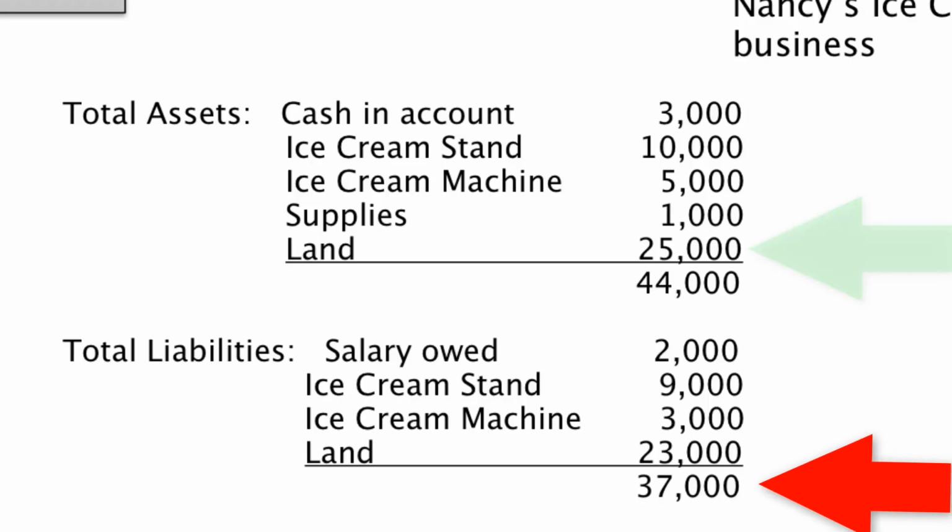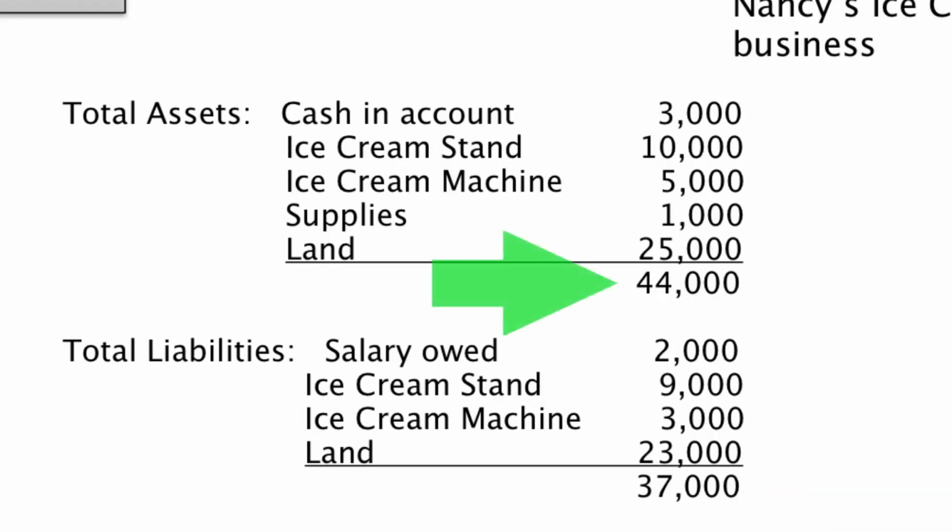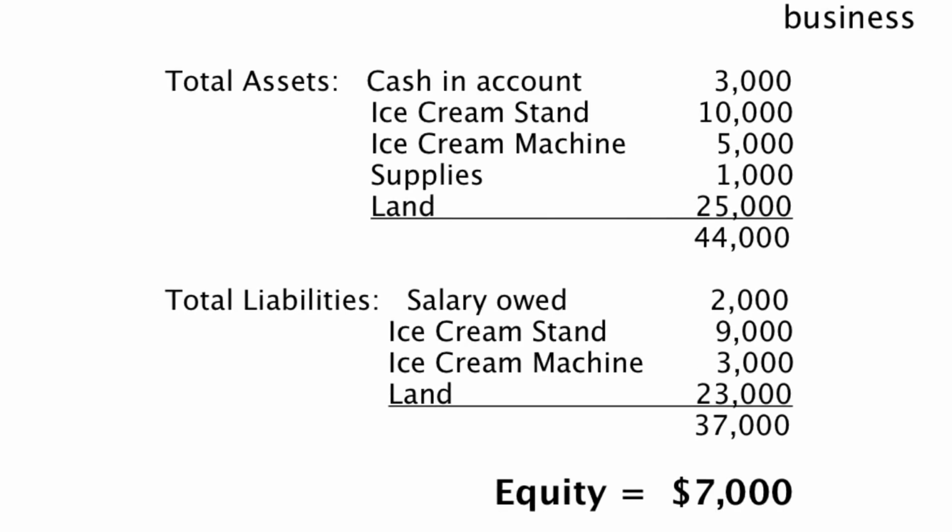So when we sum up all of her liabilities, we see that Nancy owes $37,000 on this ice cream stand. So what we've got to do is take those total assets and subtract the total liabilities, and we see that Nancy's equity in this business, and the equity is just the difference between those two, is $7,000. So this sheds a whole lot of light on Nancy's ice cream stand.